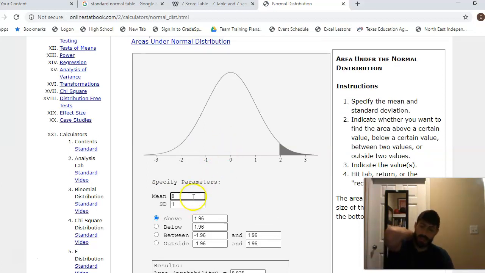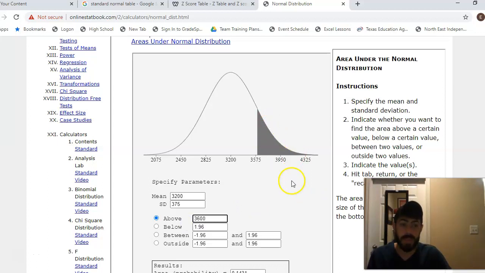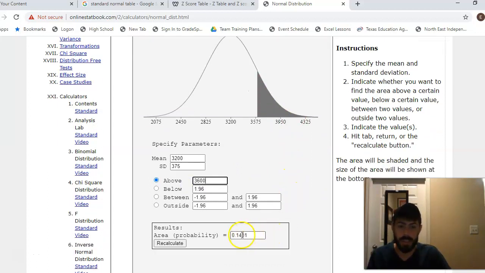So all I have to do, my mean, if you recall, was 3,200. My standard deviation was 375, and I was looking for how much of the curve was above 3,600. Oh, not only does it give me the picture, it also tells me right there. Oh, 0.1431. I was close. I was very close. This is probably because I rounded, right?